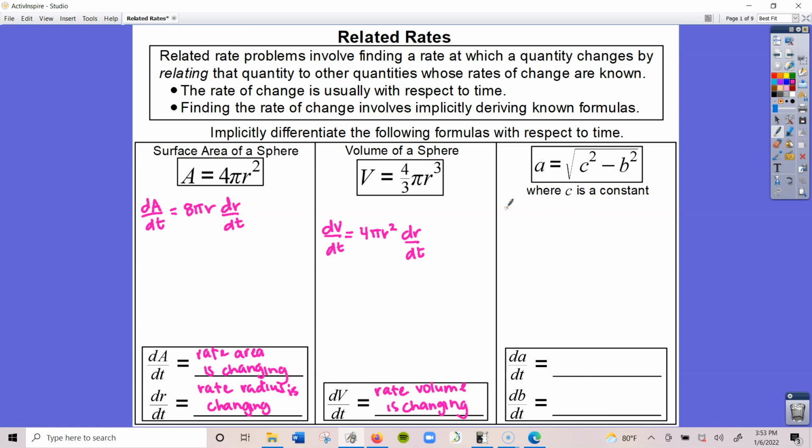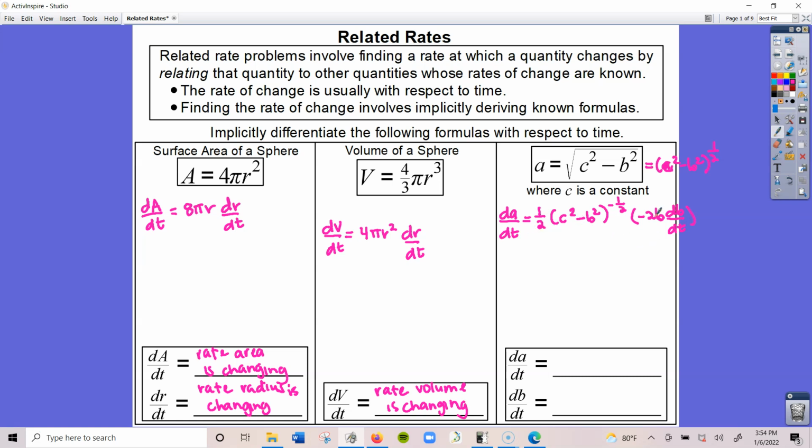So the derivative of A, dA/dt, is going to equal, now remember that this is a square root, so this is c squared minus b squared raised to the 1/2. So I have to apply the chain rule here. I'm going to take the 1/2 and move it to the front, so that'll be 1/2 times c squared minus b squared raised to the negative 1/2, times the derivative of the inside, which, the derivative of a constant would be 0, and then the derivative of negative b squared would be negative 2b dB/dt.